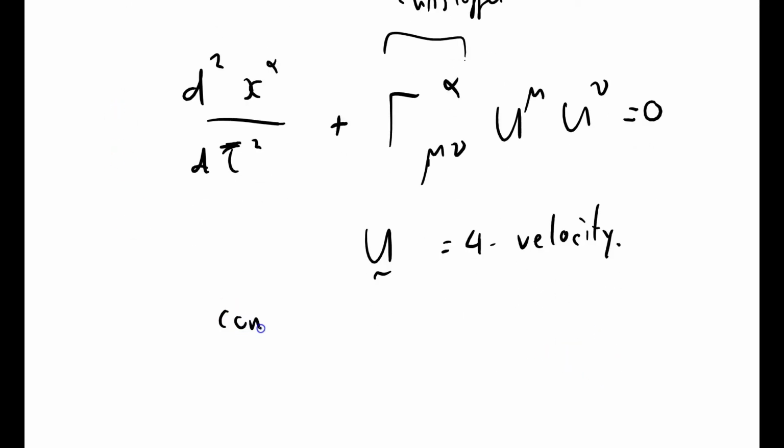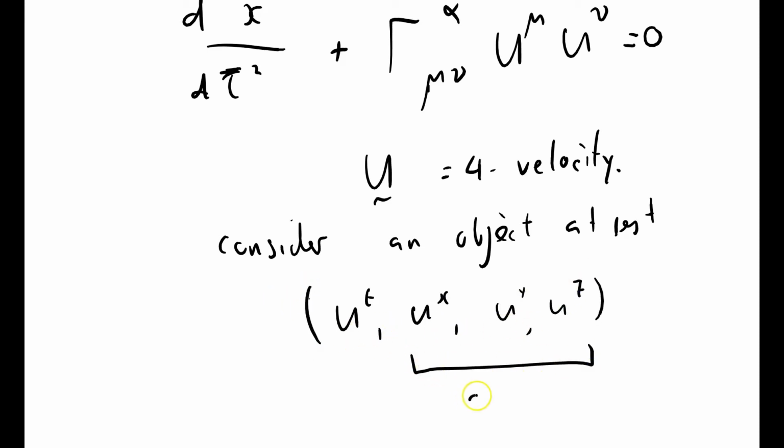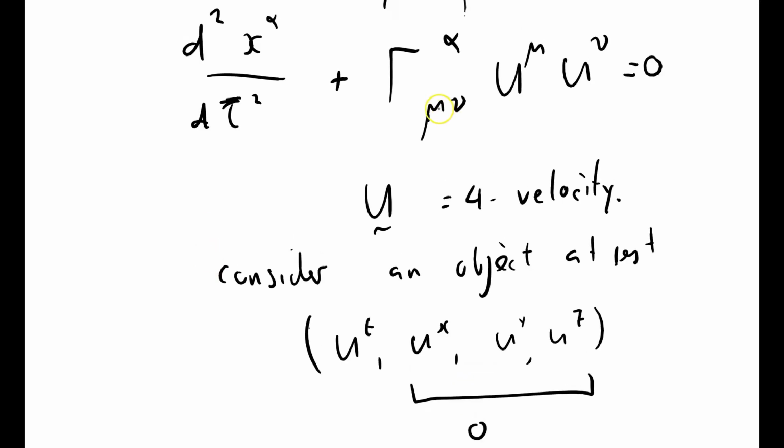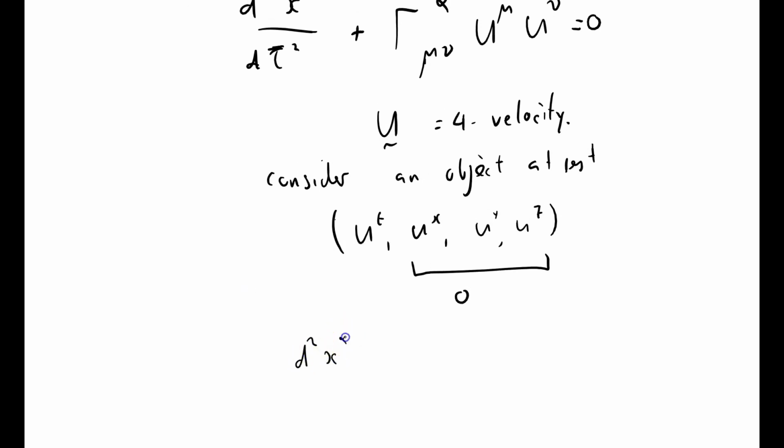So what I'm going to do is consider an object at rest, because it's nice and easy. So the 4 velocity is ut, ux, uy and uz, but the spatial components are 0 because it's at rest. That means that when I do the summation over mu and nu, I can ignore all the components except for mu equals time and nu equals time. So d2x alpha by d tau squared plus Christoffel alpha tt times ut equals 0. There are 4 equations here, one for each alpha.